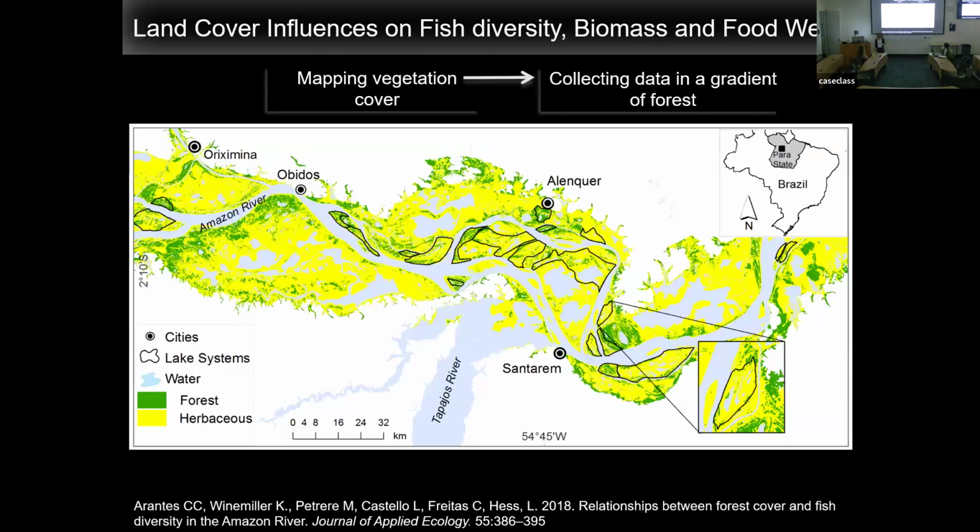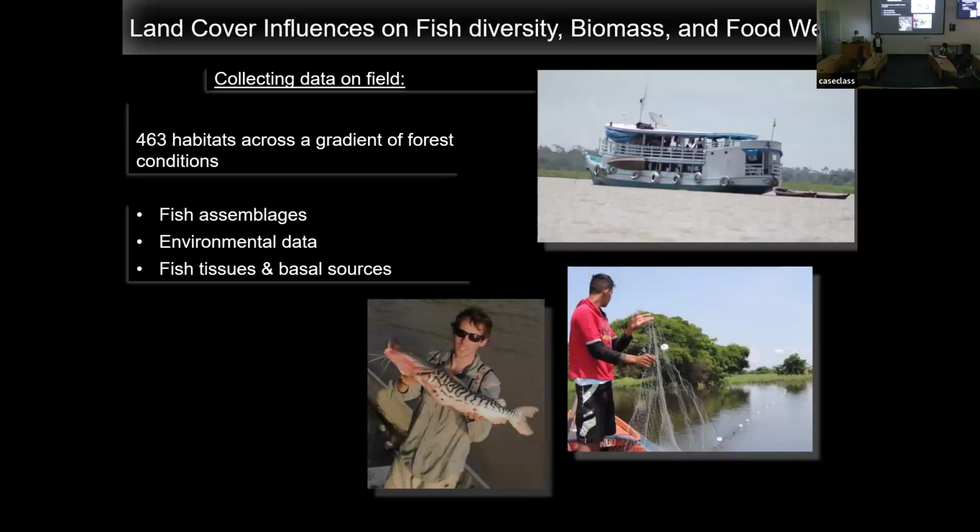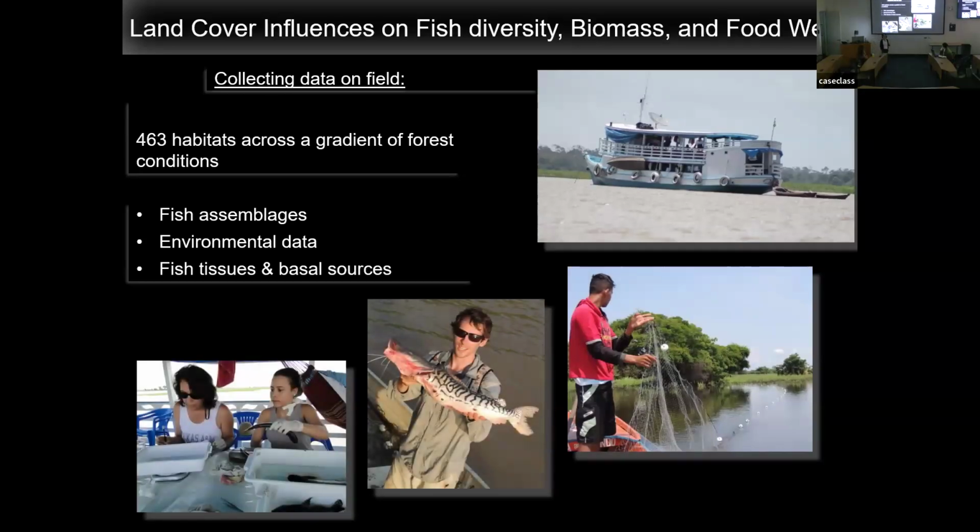So having mapped the vegetation, we went to the field to collect data across a gradient of forest conditions, from habitats that have very little forest cover where herbaceous is predominant to habitats where you have more than 80% of forest cover. So across several habitats, more than 400 habitats across this gradient, we collected fish using standardized sets of gill nets, this gear that you are seeing at the bottom right. And for many species that we collected using gill nets, we also collected muscle tissues.